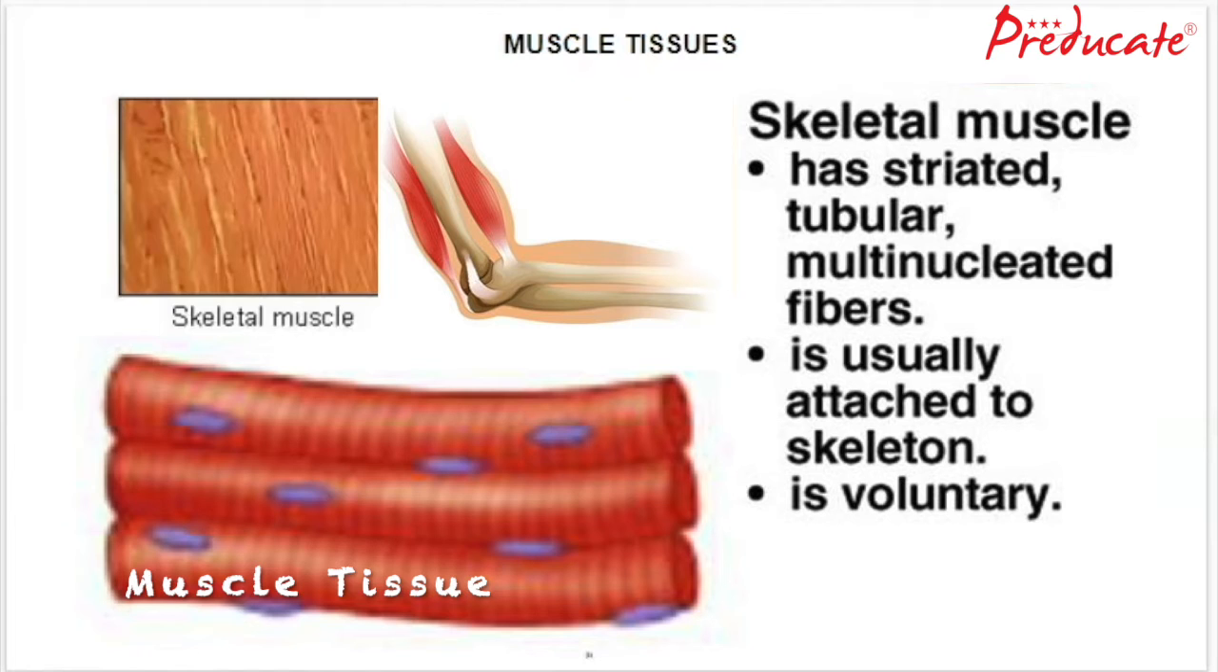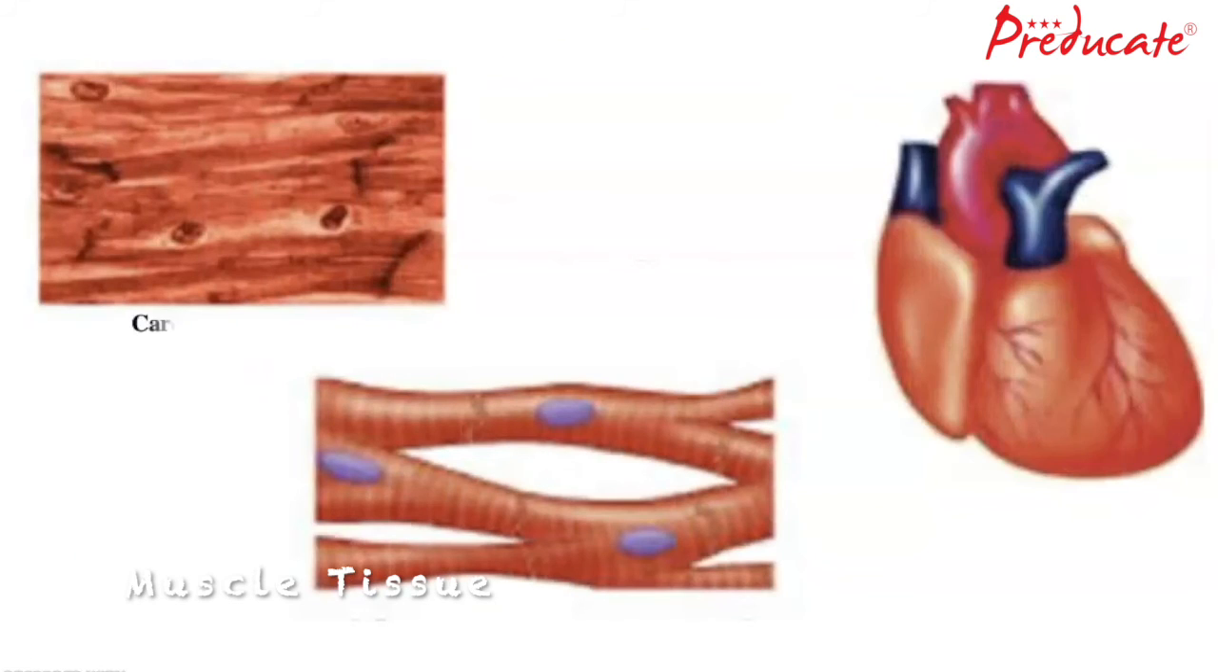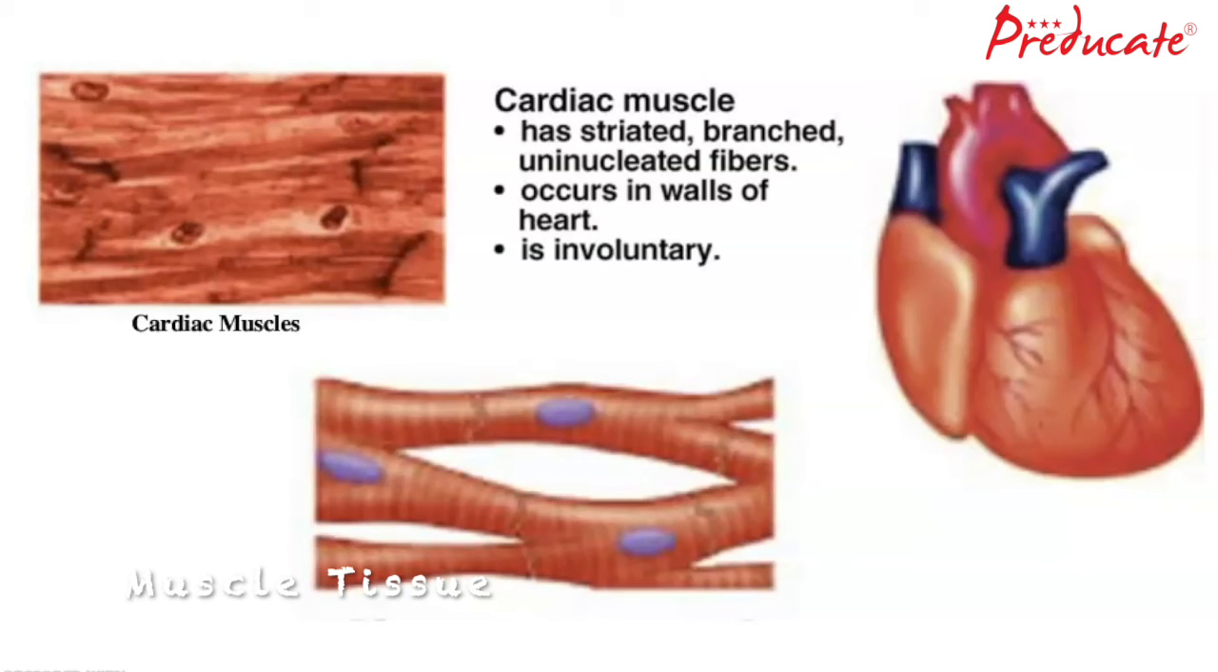The skeletal muscle fibers are long and cylindrical with multiple peripherally located nuclei. The cells have striations, alternating light and dark bands that result from the ordered arrangement of actin and myosin within the cell. The next we are going to study is the cardiac muscle.